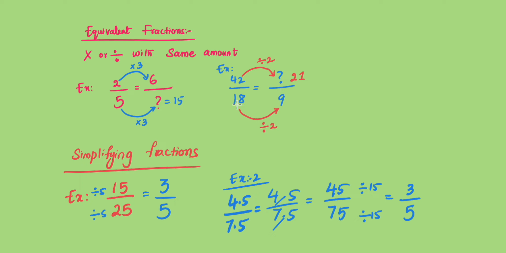Now you have 42 over 18 and they're saying what is the equivalent of this fraction, and they already gave you a number in the denominator which is 9. So 18 became 9. What happened here? By dividing by 2, 18 has been decreased to 9. So you do the same thing to the numerator, which is 42 divided by 2, and that ends up as 21. Again, 42 over 18 is the same as 21 over 9.